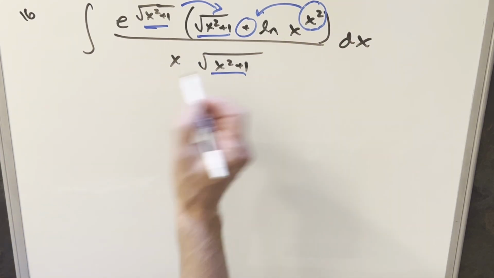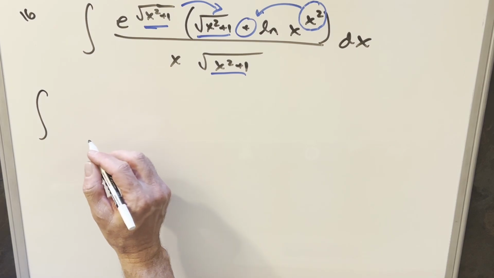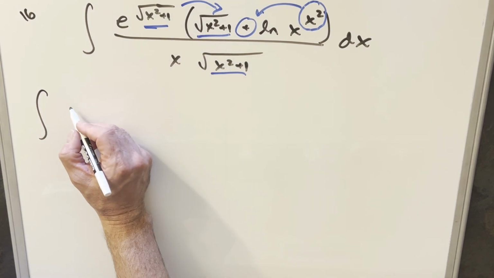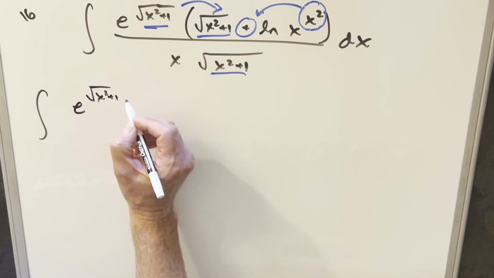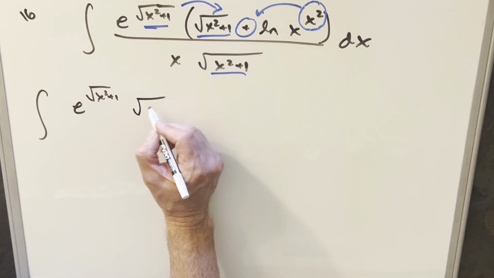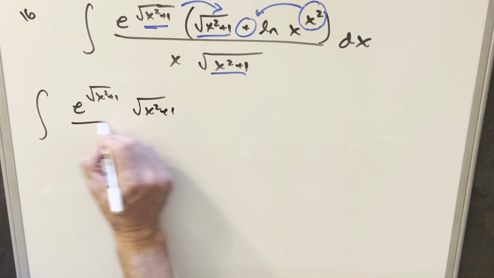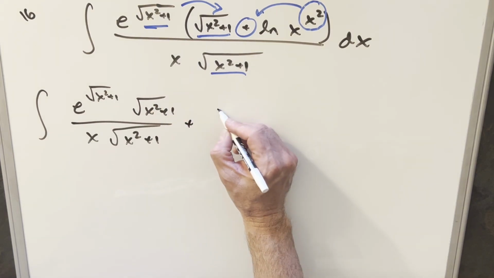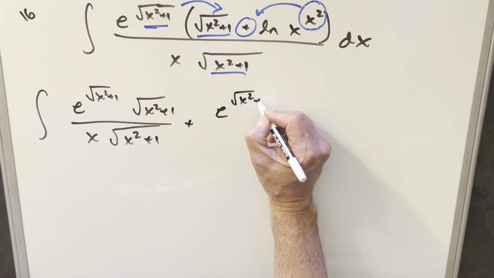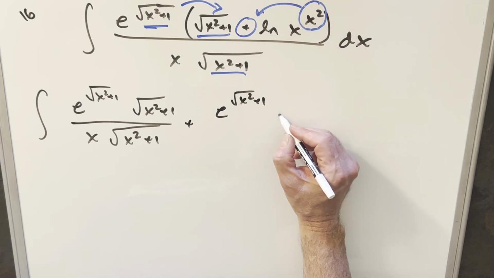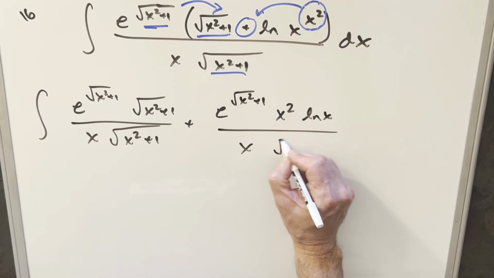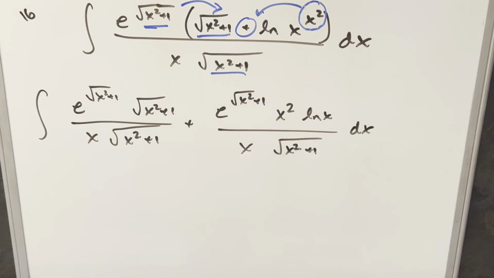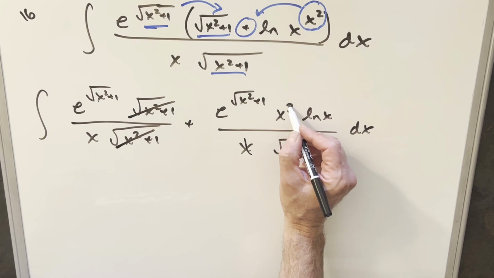So what I want to do to rewrite this is just distribute everything out and create this as two terms. So distributing in the e^(square root of x squared plus 1), we're going to have e^(square root of x squared plus 1) times the square root of x squared plus 1 over this stuff. And then for the second part, we'll distribute the same thing in e^(square root of x squared plus 1). Here I'm going to bring that x squared out front, so we'll have an x squared natural log x over x squared plus 1. But now we're going to get some cancellation because this is going to cancel with this. I can cancel an x with one of these.